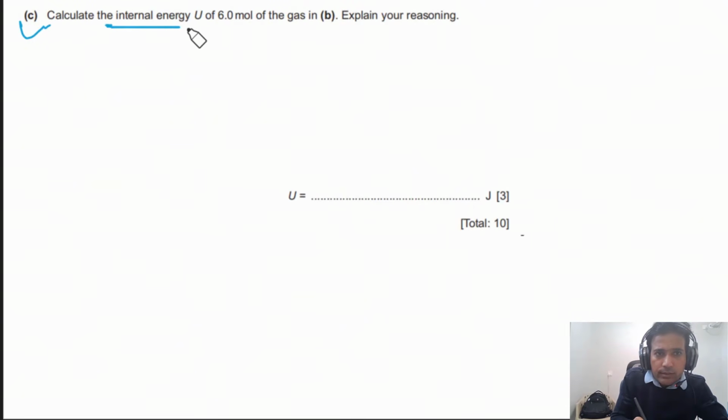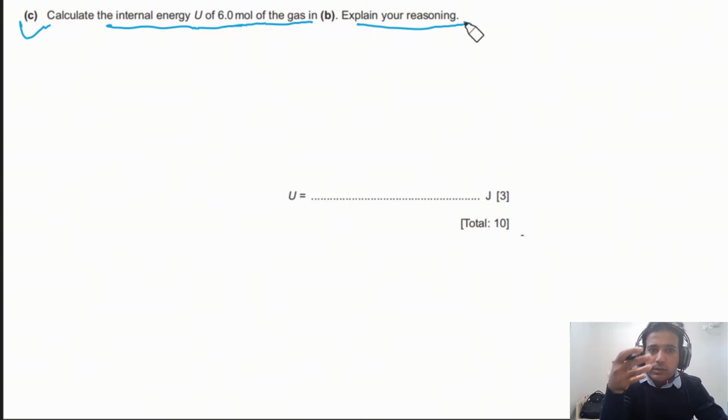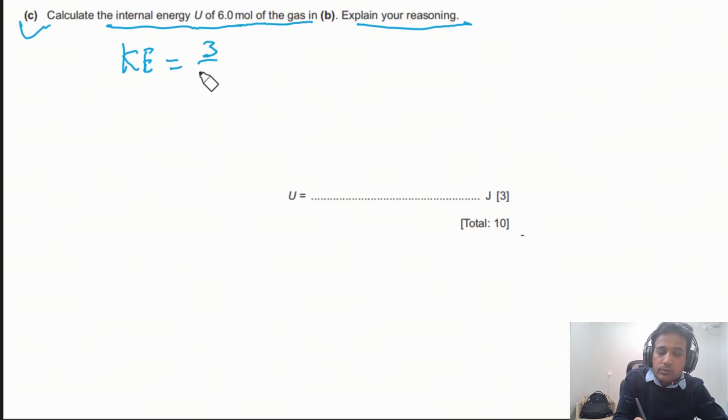Part C says calculate the internal energy U of 6.0 moles of gas in B. Explain your reasoning. So in this case we need to find the internal energy of the gas. We have the formula that the translational kinetic energy of the molecules is equal to 3/2 kT, and this is the kinetic energy of a single molecule. Very important, you need to understand this is the kinetic energy of a single molecule.